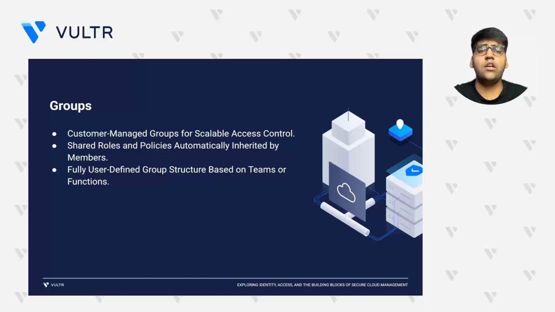Groups are customer-managed collections of users that make access control much more scalable. Instead of assigning roles and policies to each user individually, you define them once at the group level, and all the members automatically inherit those permissions. Groups are fully user-defined, meaning you can structure them based on teams, roles, or functions in a way that best fits your organization without any predefined constraints.